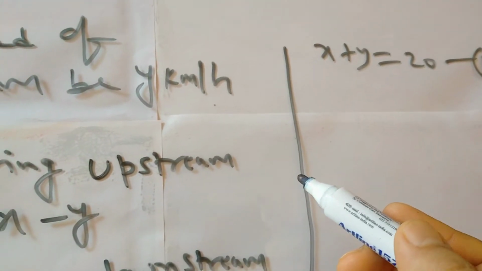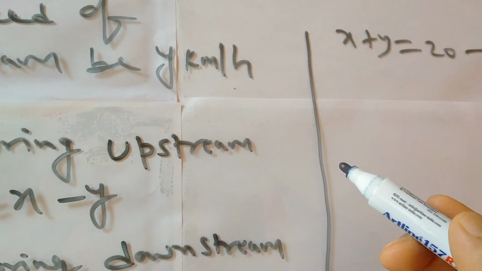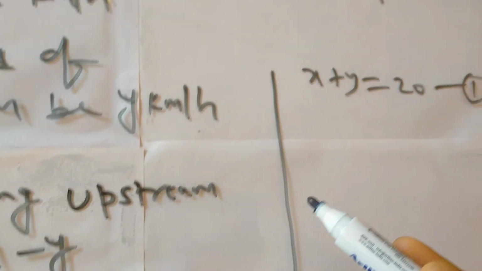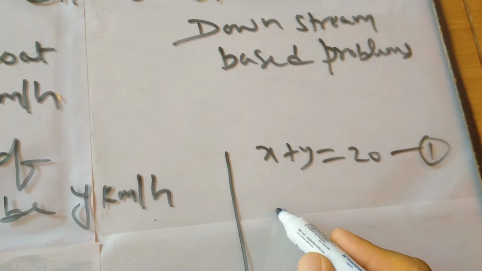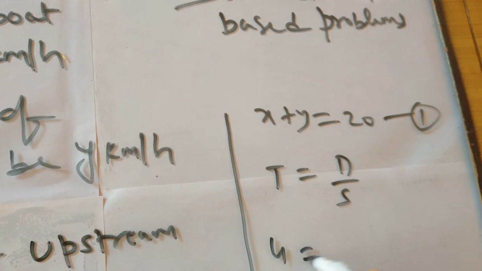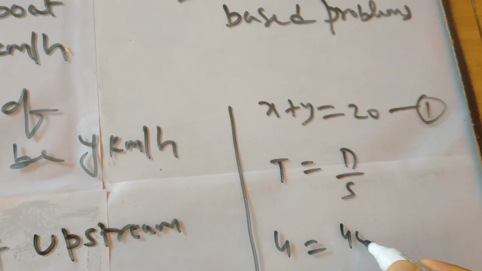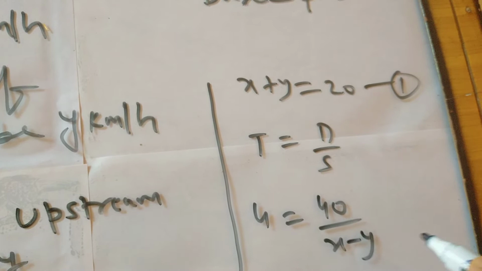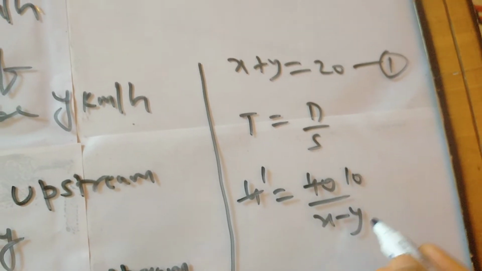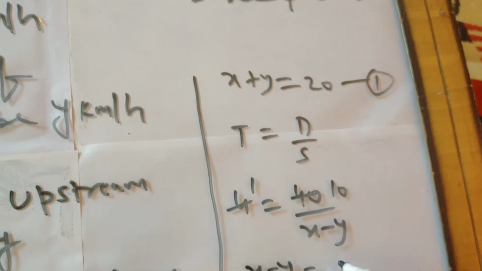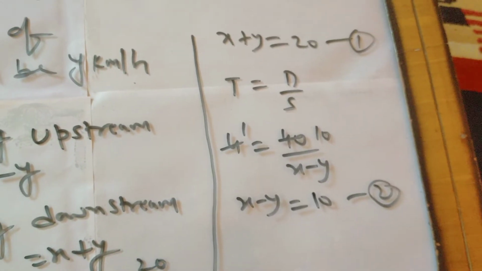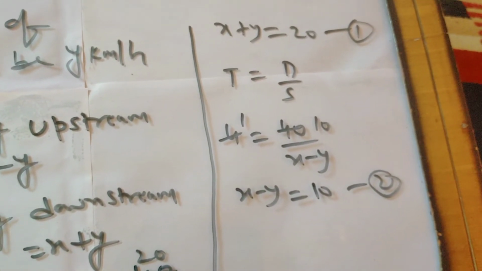Similarly, in the second condition, they have given that he returns in 4 hours, meaning when he is coming back, again time is equal to distance upon speed. Time is 4 hours, the same distance he has to cover, but the speed this time is x minus y. Here you can cancel out 10 times, so the second equation is x minus y equal to 10. Now students, you have to simplify the first and second equations and you will get both the speeds.